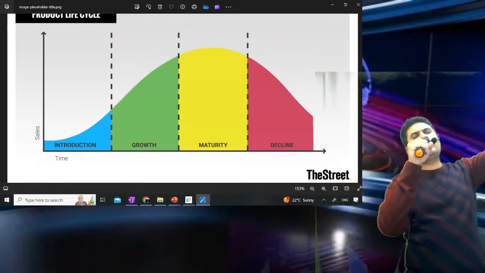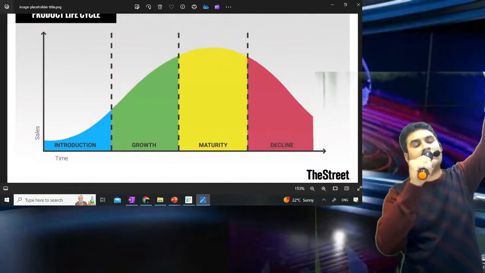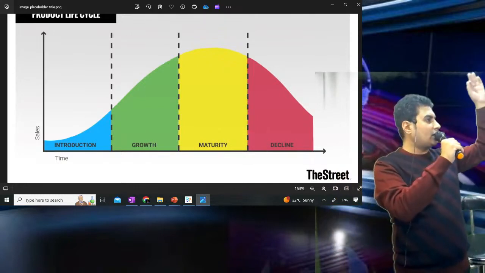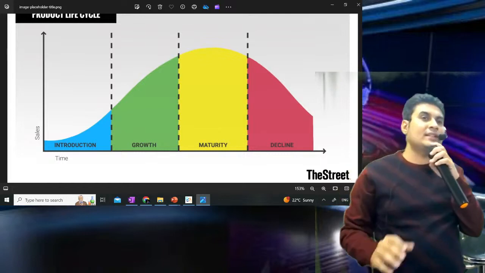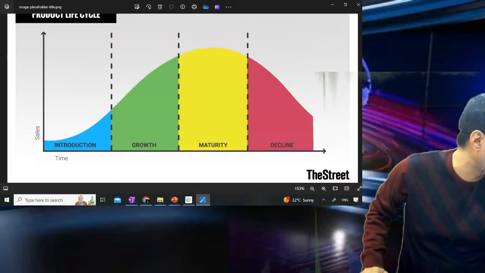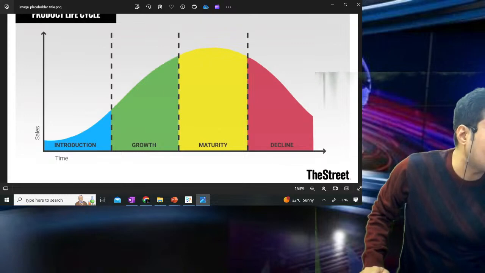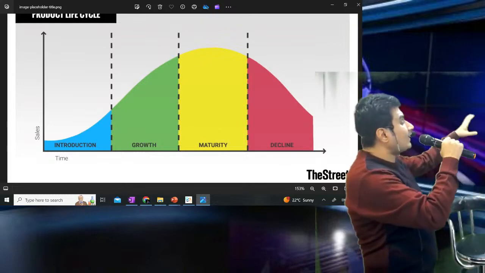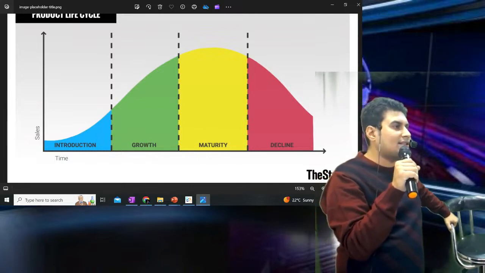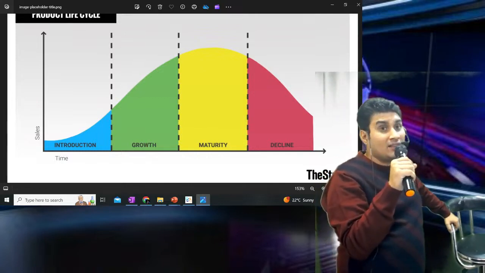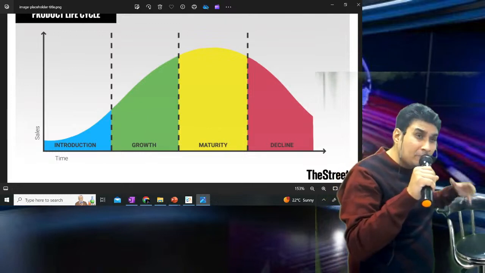One last time: introduction, growth, maturity, decline. What is introduction? My product is very new. Tell me, who knows about my product? Only me, my parents. No one else. I alone kept on telling people my product is there. No one wants to purchase the product. Tell me, is the cost low or high? Yes, very high, because I don't know how to make the product.